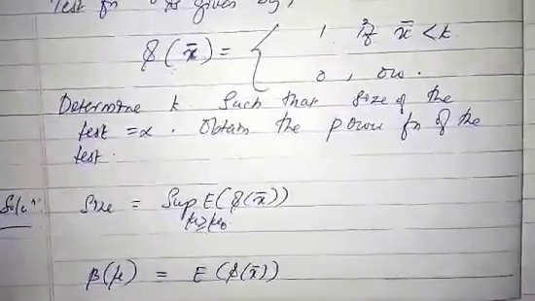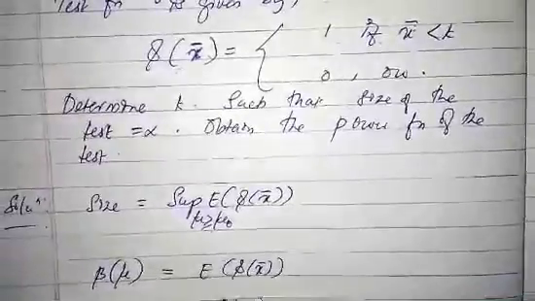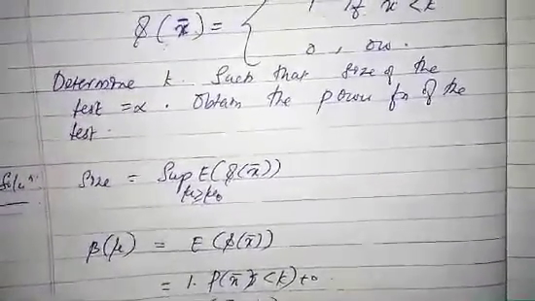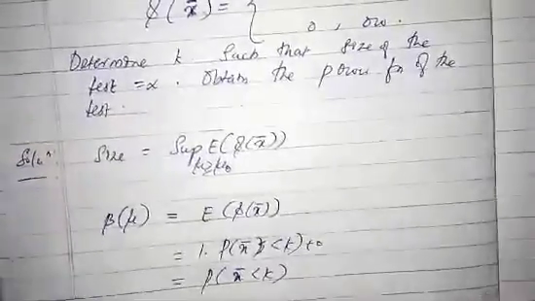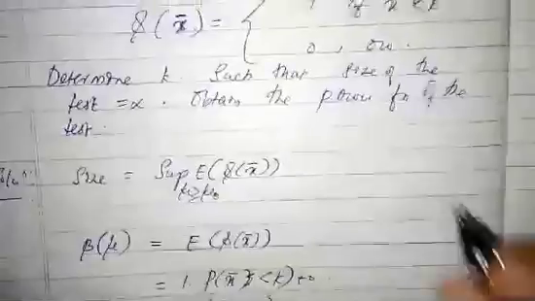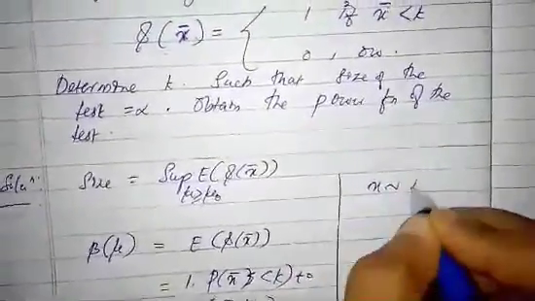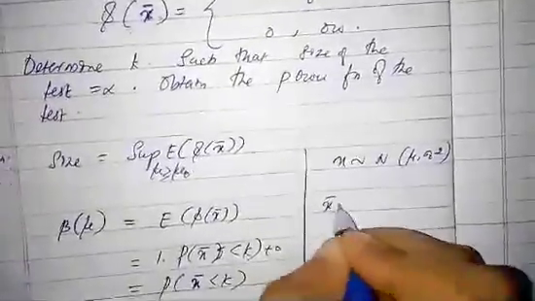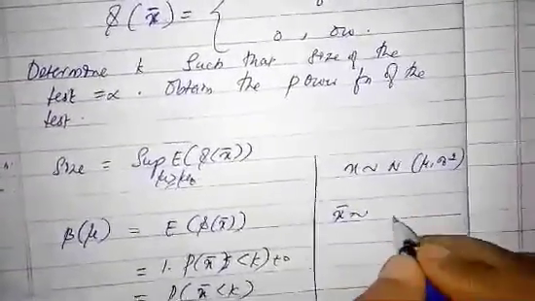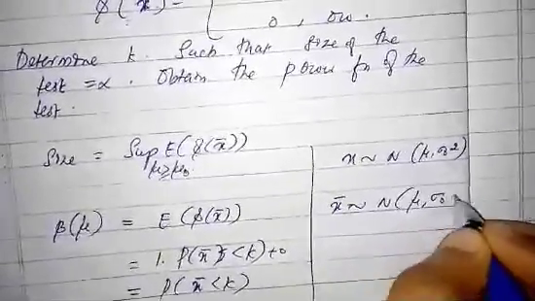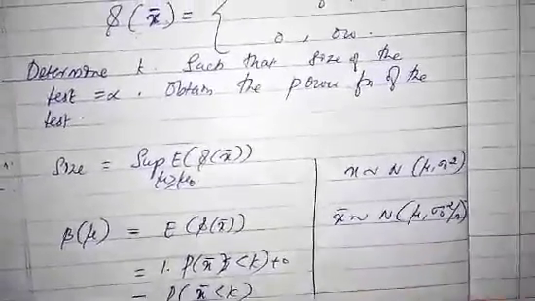So which is equal to probability of x bar less than k. Here we know that x follows normal, mu and sigma naught square. Then what does x bar follow? X bar follows normal, mu and variance sigma naught square divided by n.